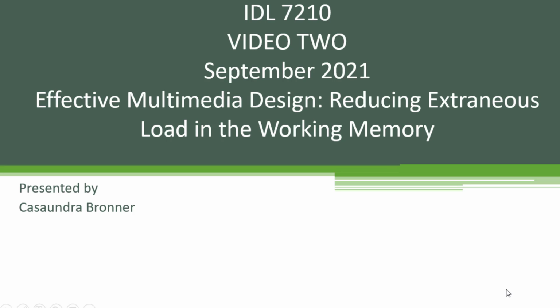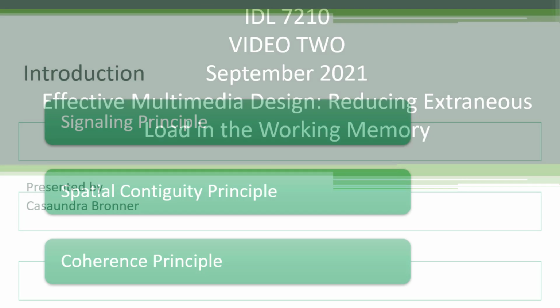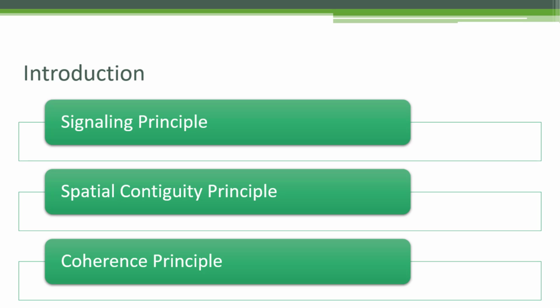Effective multimedia design, reducing extraneous load in the working memory. Hello, this video will explore 3 of the 5 design principles that Mayer explains in the book, The Cambridge Handbook of Multimedia Learning. They are the signaling principle, spatial contiguity principle, and the coherence principle. These 3 principles reduce the extraneous cognitive load that occurs in confusing multimedia learning materials.